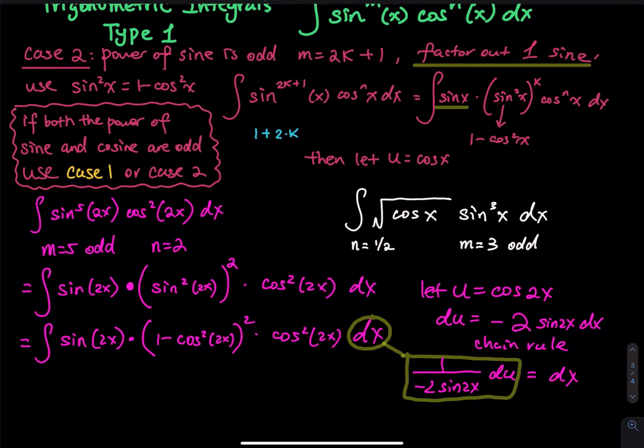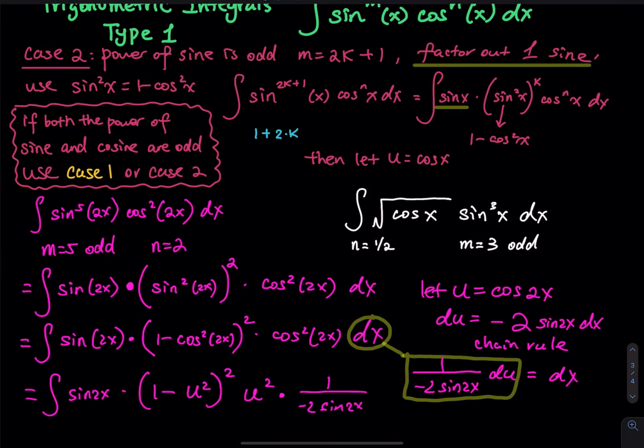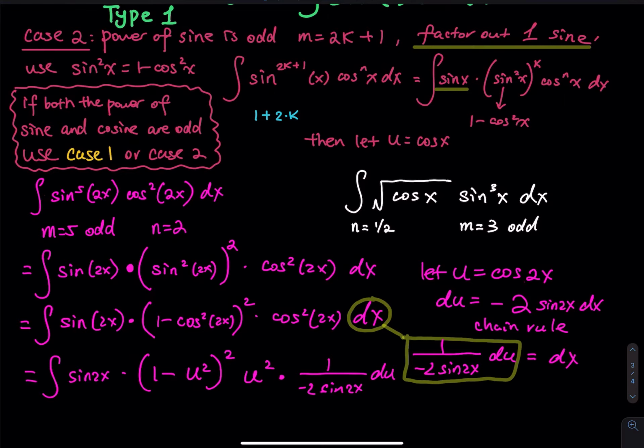After the change of variable, the sine of 2x will cancel with the sine of 2x in front of the integrand. So you have integral sine of 2x, and then you multiply 1 minus u square, and then there is a square. The cosine square becomes a u square. And then the change of variable, you have this piece right here, 1 divided by negative 2 sine of 2x du. Of course we can do a cancellation, so get rid of the sine 2x and the sine 2x. So for the du, we have to check the integrand has u only.